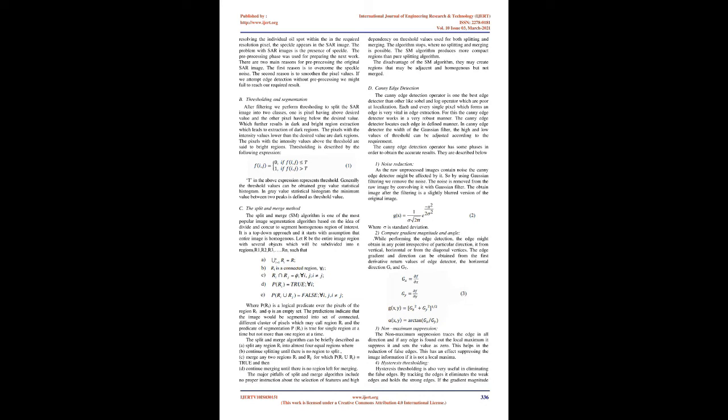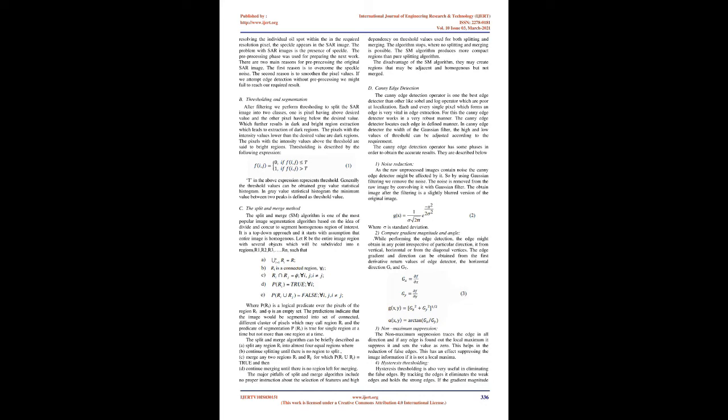Thresholding is described by the following expression. T in the above expression represents the threshold. Generally the threshold value can be obtained from the gray value statistical histogram. In the gray value statistical histogram, the minimum value between two peaks is defined as the threshold value.